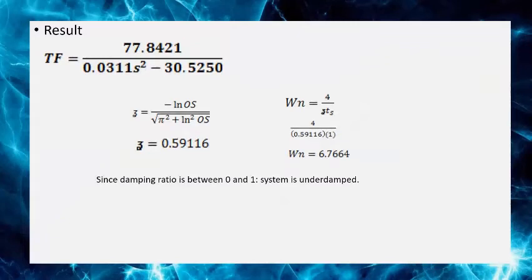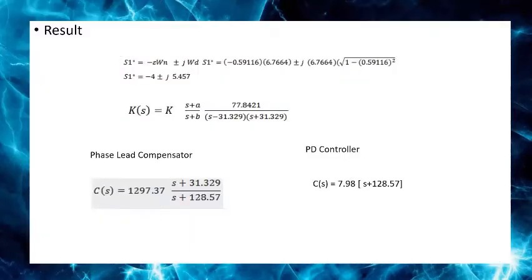Since our transfer function was already given in our manual, the next step, as I discussed previously, is to find the damping ratio and the undamped natural frequency, which is Wn. It was found to be 0.59116 and 6.7664 respectively. And since our damping ratio is between 0 and 1, we can say that the system is underdamped.